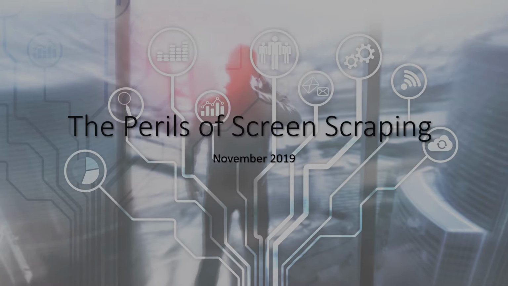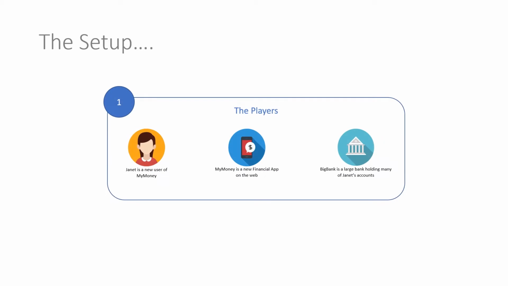And today's topic is the perils of screen scraping. So let's start with screen scraping, and here's the setup. Our players in this little enactment: Janet is a new user of My Money. My Money is just the hottest, most viral application on the internet today, and it's a financial app. And Big Bank is the bank that Janet does her banking with, and it holds most of her accounts.